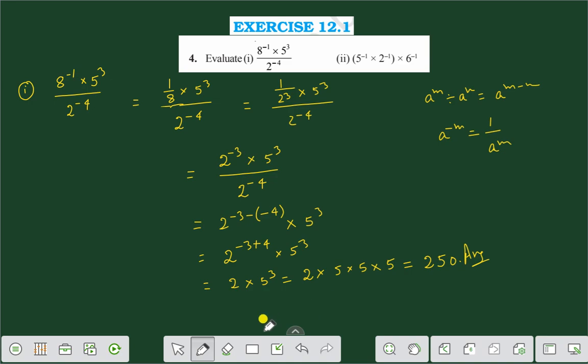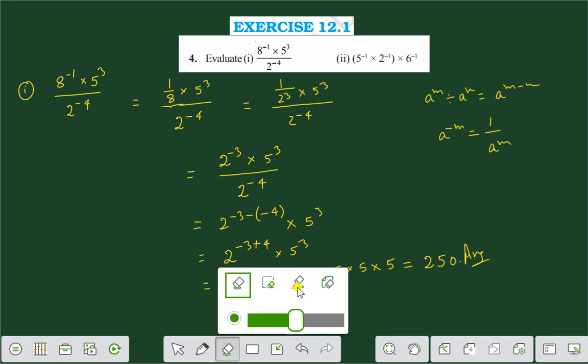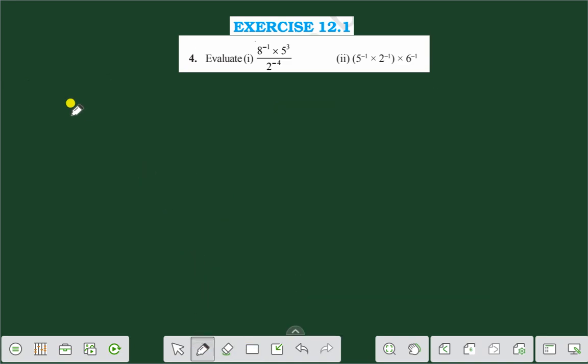Let us solve question number 2. Question number 2 here you see is 5 to the power minus 1 into 2 to the power minus 1 into 6 to the power minus 1.